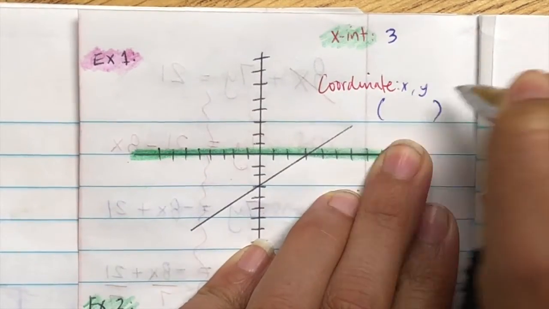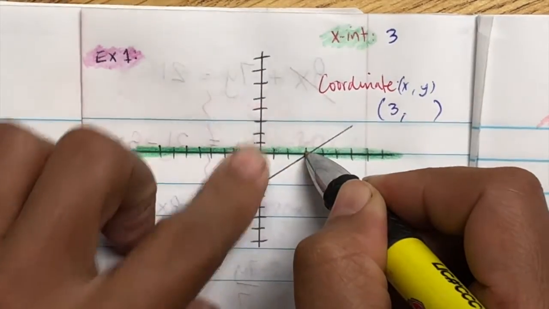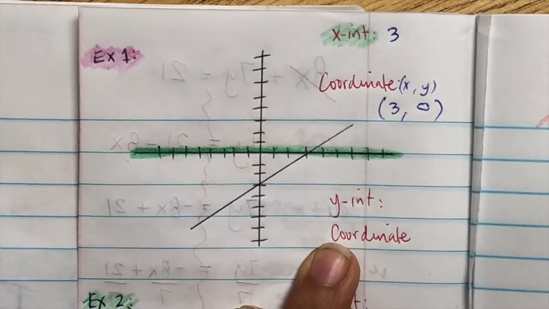So the coordinate at that point is, remember, you have to put x and then y, will be 3. And then what's the y coordinate? You don't go up or down, so what's that? 0.